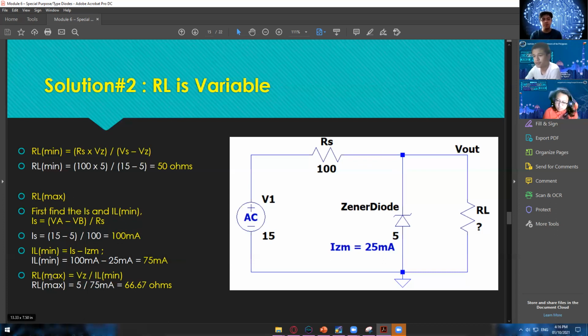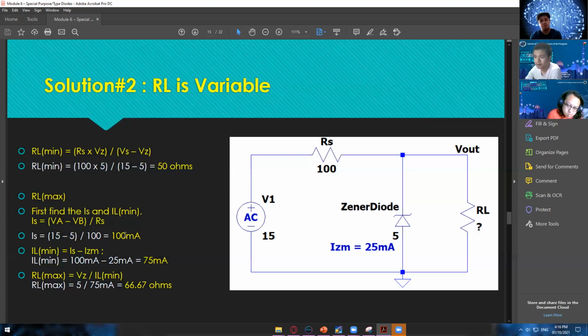Okay, and then for the RL max, we have this formula. RL max is equal to VZ divided by IL. So this one is still Ohm's law. VZ divided by IL min is equal to 5 divided by 75 milliamps. Okay, and then those are the answers.